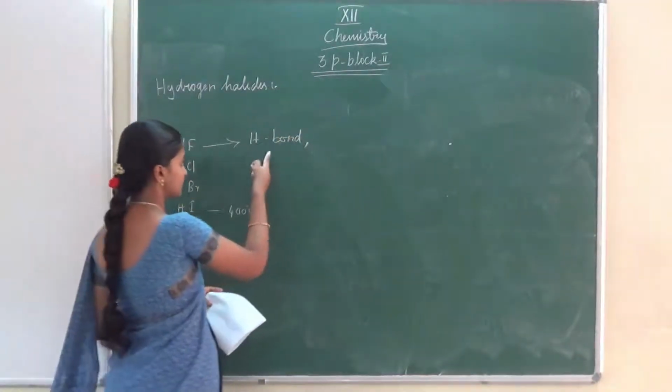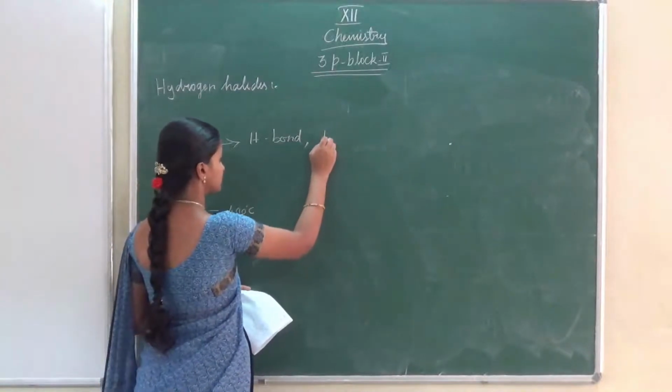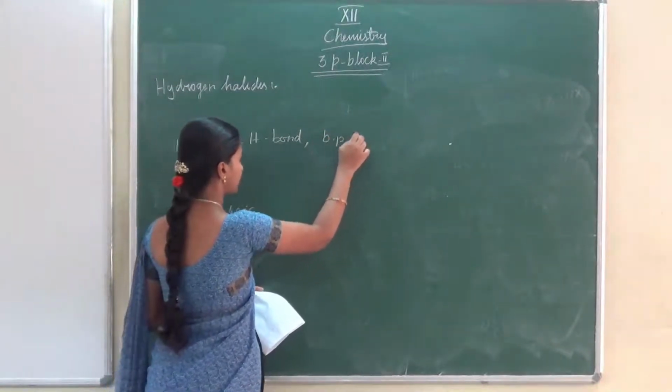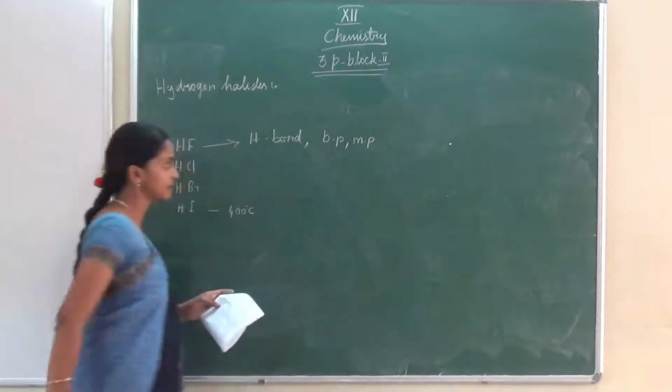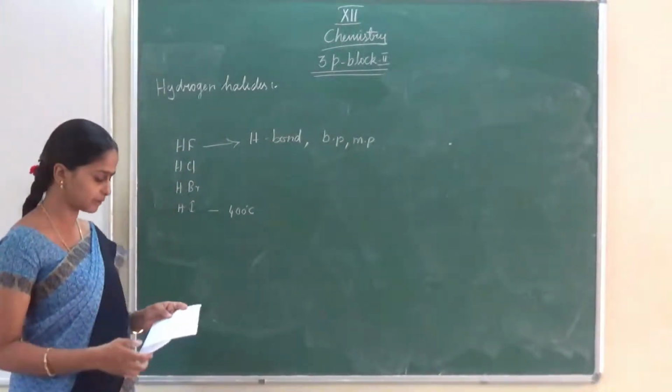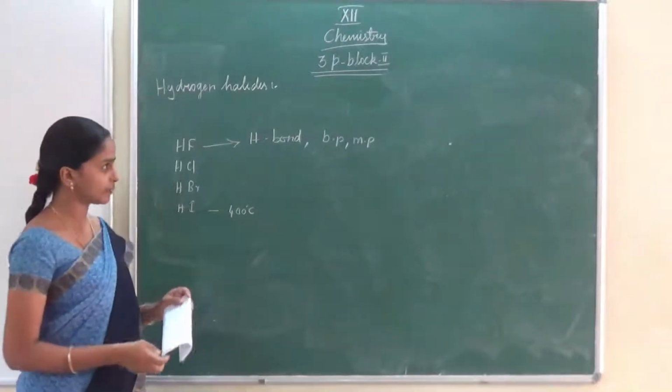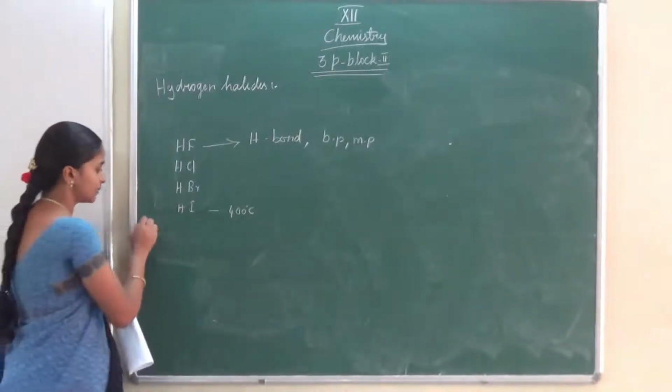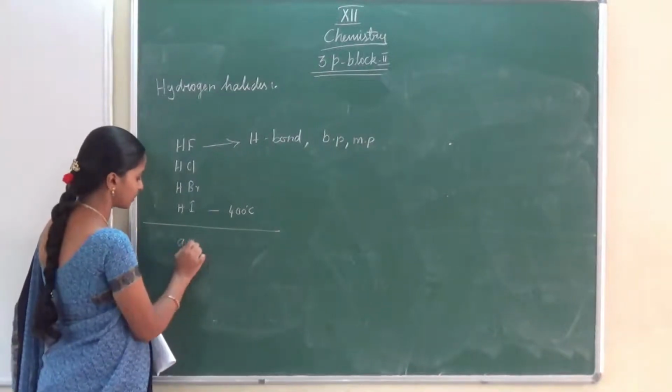Then because of the strong hydrogen bond, it shows high boiling point and high melting point. The reason is the strong hydrogen bond. One more question. The next one here, acidic property. What is the meaning of acidic property?